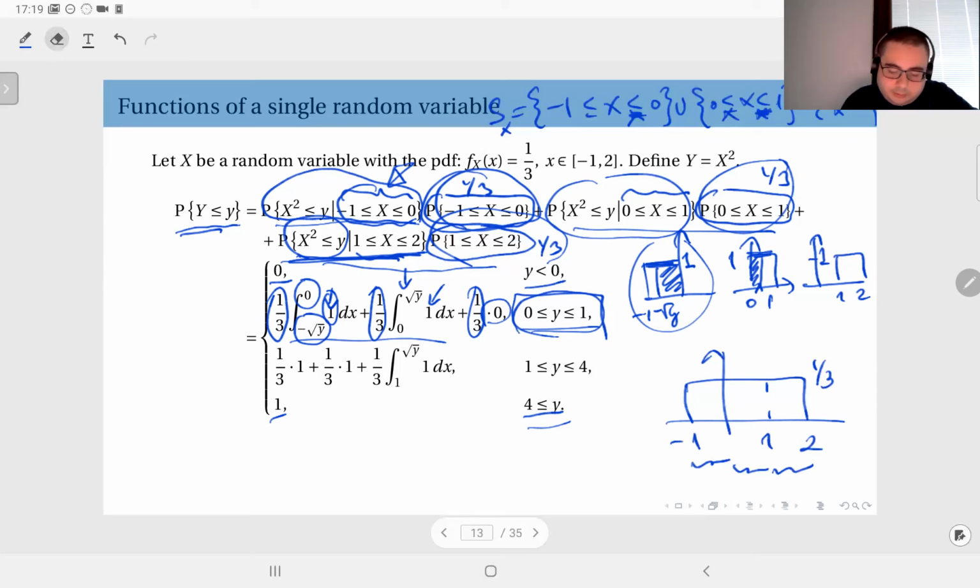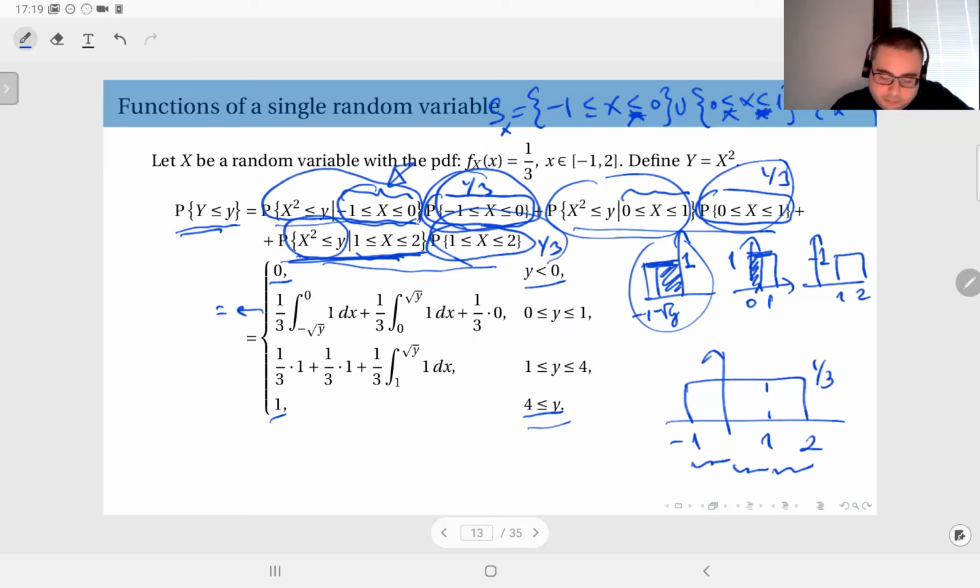Let me clear this out a little bit. Since the integration is trivial, we can directly write this as this one here. You see, this here is just 0 minus square root y, but divided by 3. And this here is square root y minus 0 divided by 3. So you get 2 square root y divided by 3 as earlier.